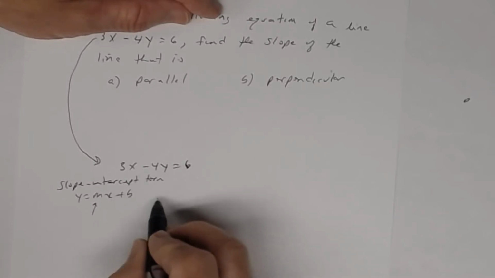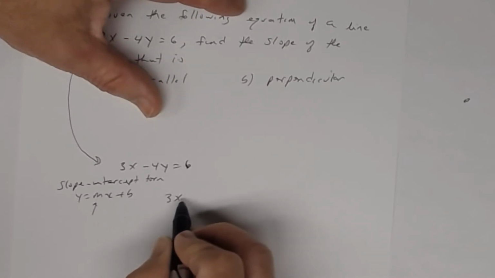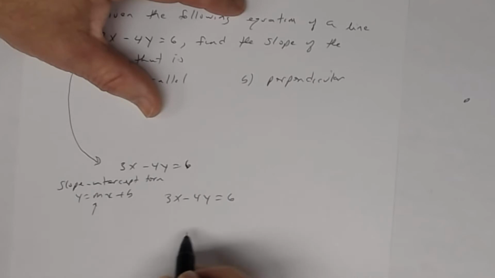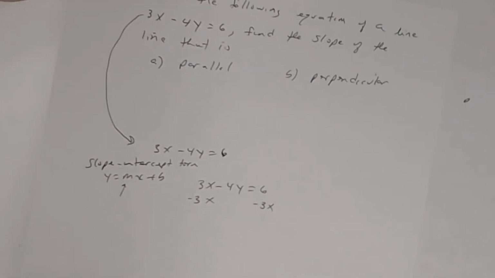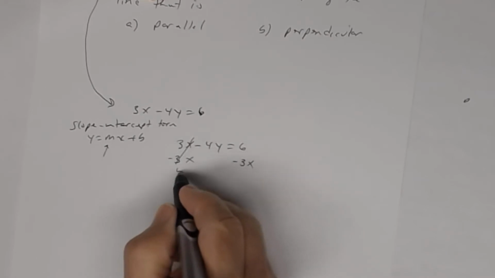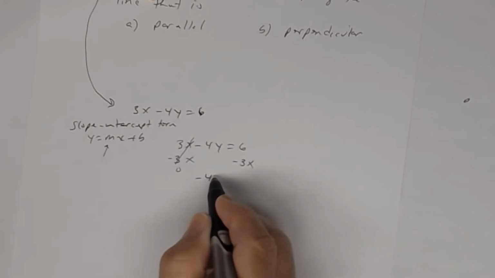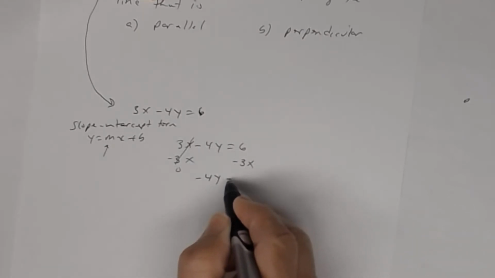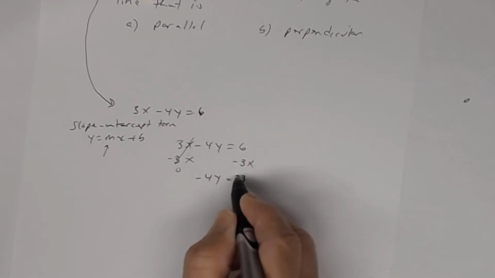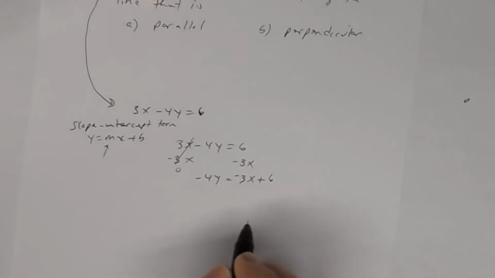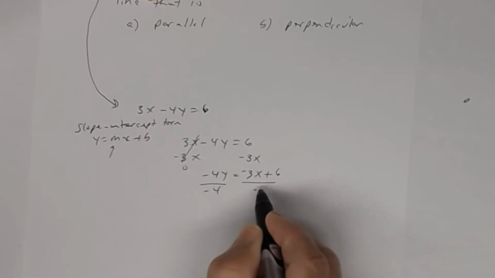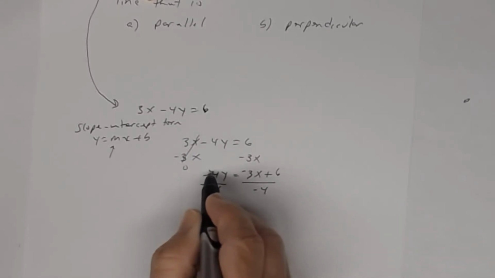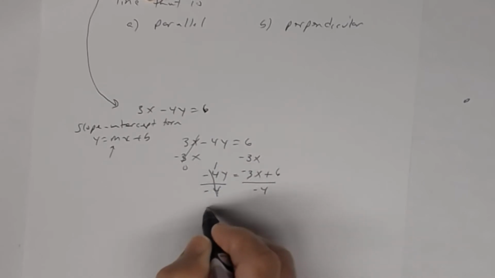All right, so let's do that. Let me rewrite this over, just like this. I subtract 3x from both sides. When I combine like terms, I get negative 4y. Be careful, that's negative 4y equals negative 3x plus 6. Now to get y by itself, we divide both sides by negative 4. Negative 4 divided by negative 4 is 1, and 1 times y is y.